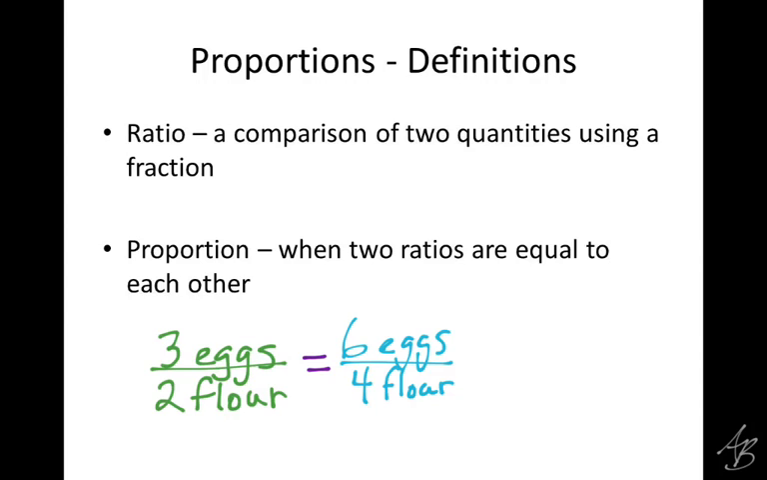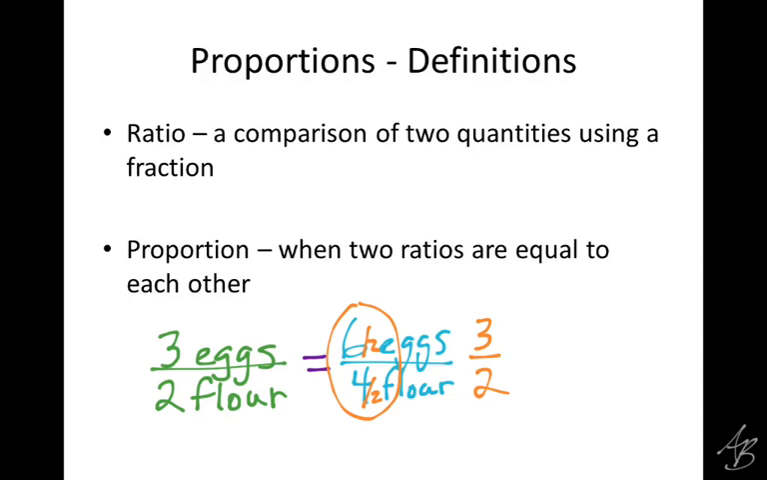Yeah, well, we could reduce it, right? So we could take the 6 over 4 here, and we could reduce it by 2. And 6 divided by 2 is? 3. 4 divided by 2 is? 2. And we can see that if we simplify both of them, they're the same. Yeah. So these 2 ratios are equal to each other.